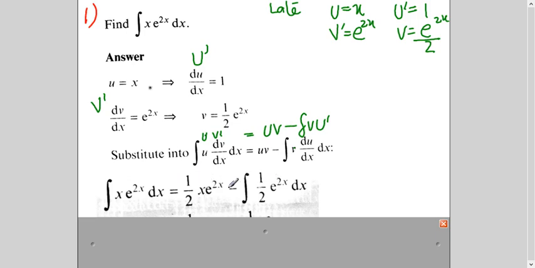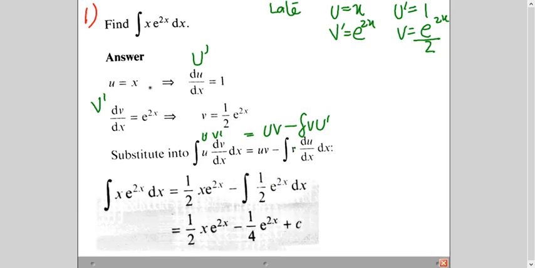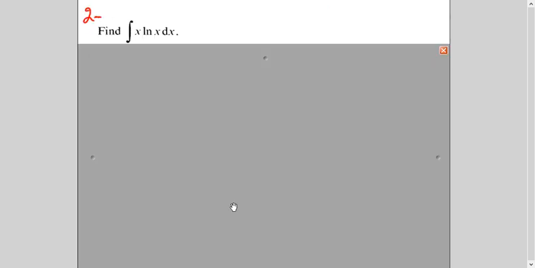And if you take minus half outside, you can easily integrate e power 2x. So you get the answer of this integration here. So this is how we solved it completely. And plus c is why? Because there is no limit. Let's see a few more examples.